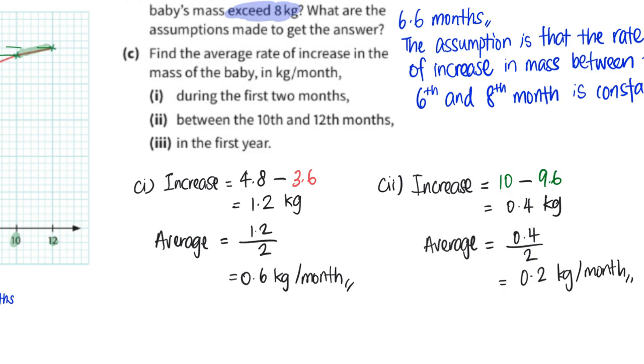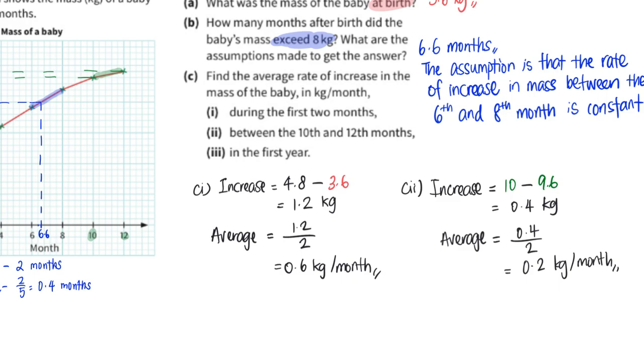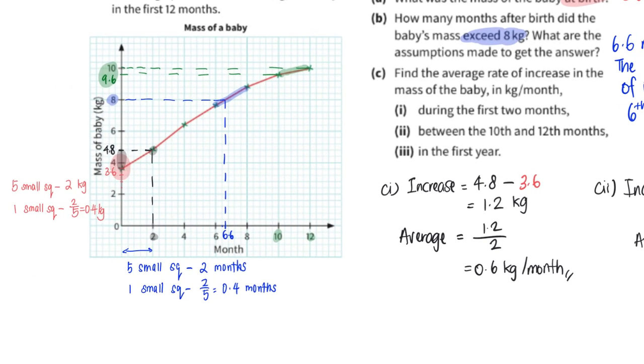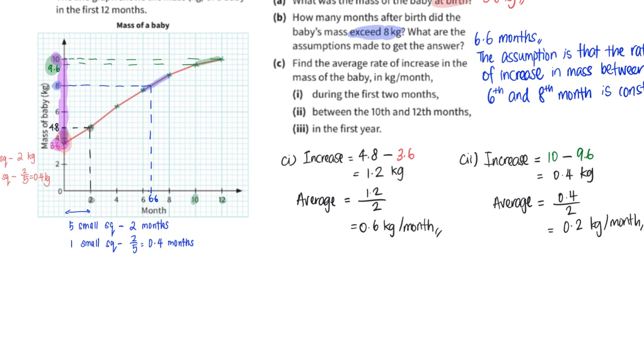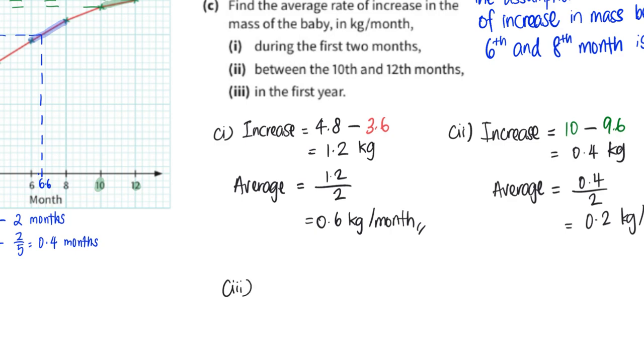And the first year. For the first year, we do need to look at the increase. The baby actually increased from 3.6 at birth. At the end of the first year, it reaches 10. And therefore, for C part 3, the increase in the mass is from 10 all the way, and at birth, it's actually 3.6.